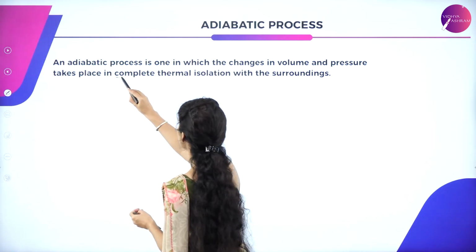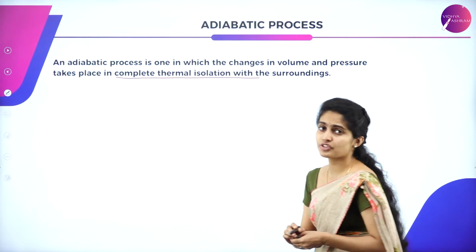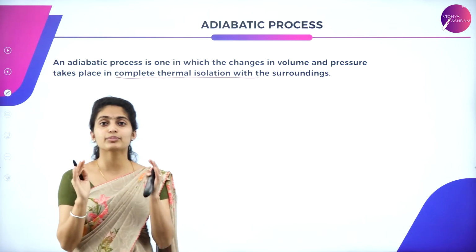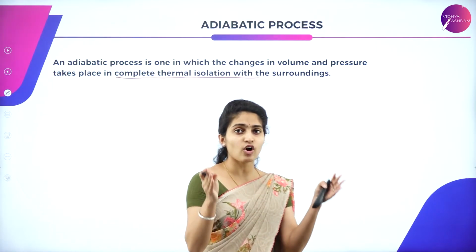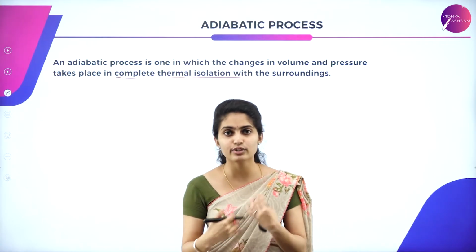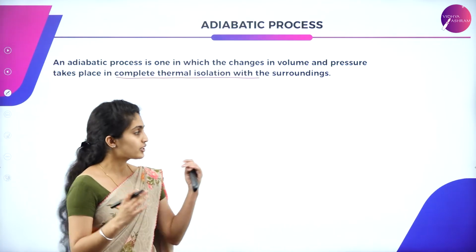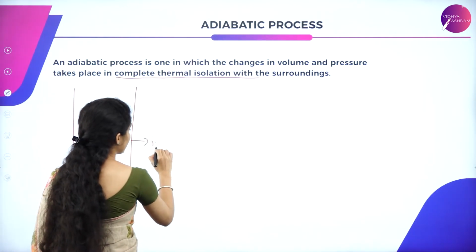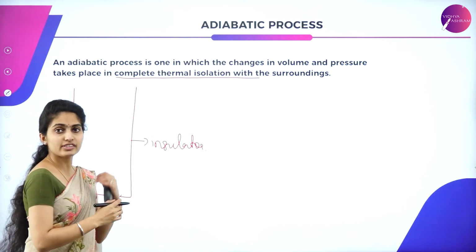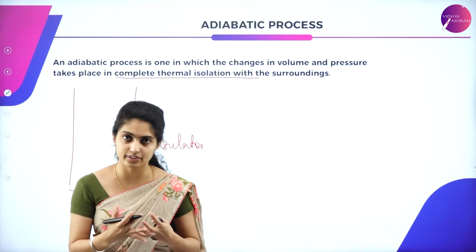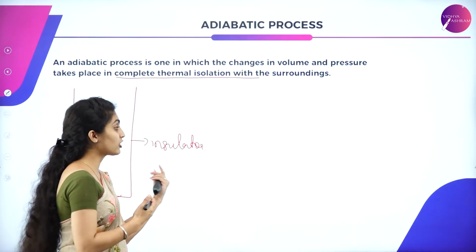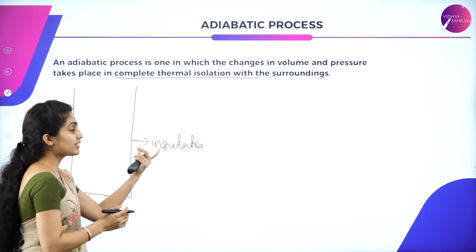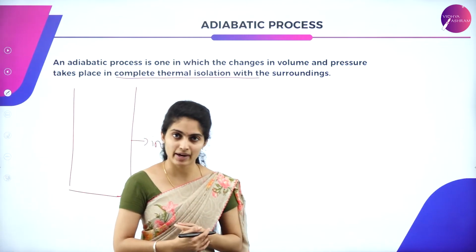That is, it takes place in complete thermal isolation with the surroundings. That is, there is a thermal isolation, it isolates itself from the surrounding. The temperature of the cylinder isolates itself from that of the surroundings. So once again, I'll be considering an insulator here. In the previous isothermal process, I had considered a good conductor, okay? Why am I considering an insulator? Because I should isolate myself from the surroundings. That is why an insulator is the best one in order to explain the adiabatic process.